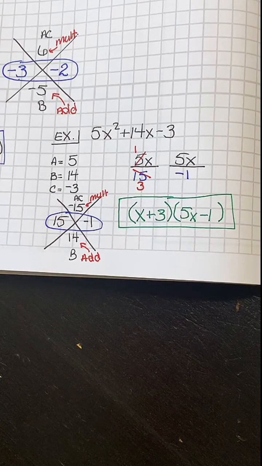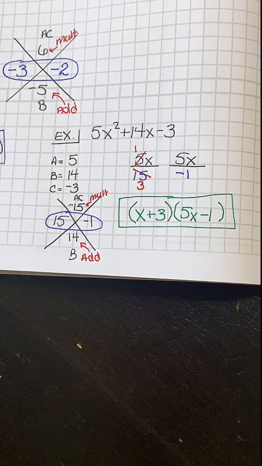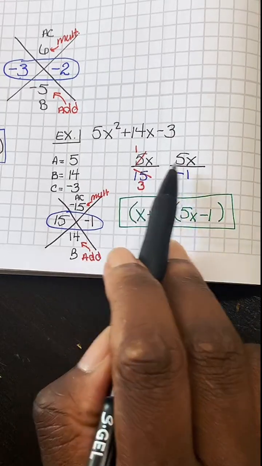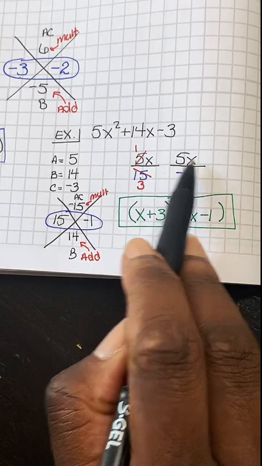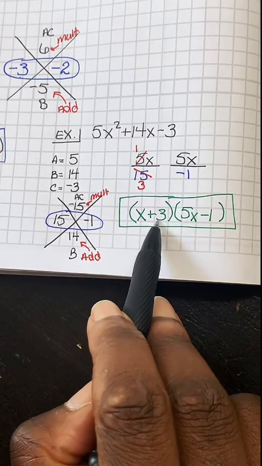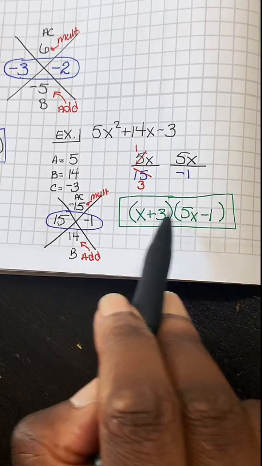Because we need two ratios, that's why it can't be 5x squared. The square is going to account for the two x's. And what we're trying to do is we're trying to factor them so they can be in their own individual parenthesis.